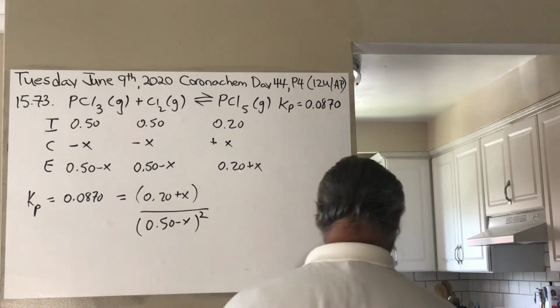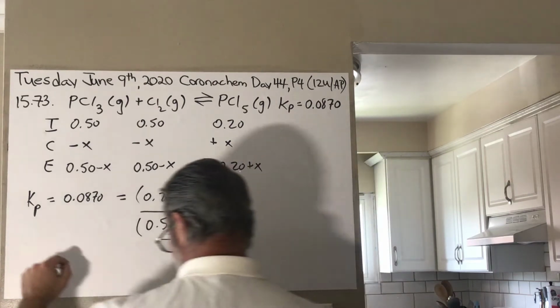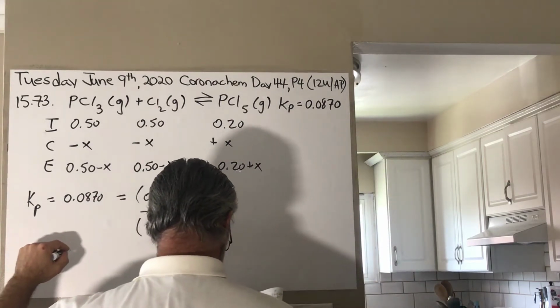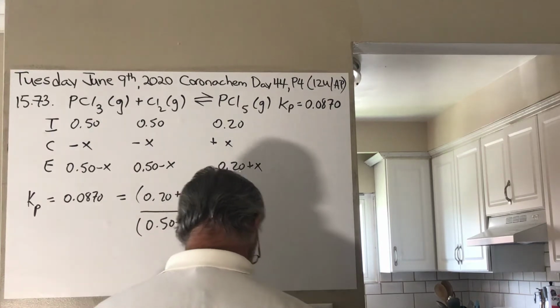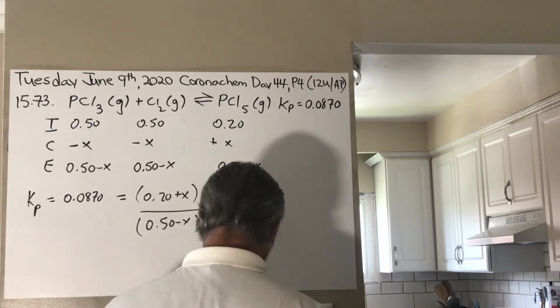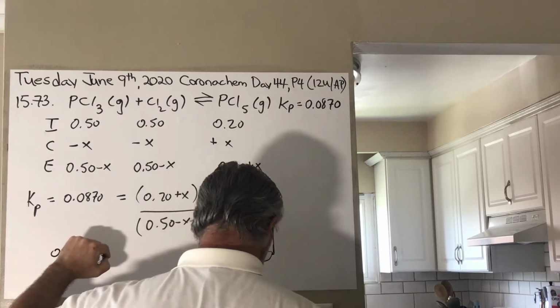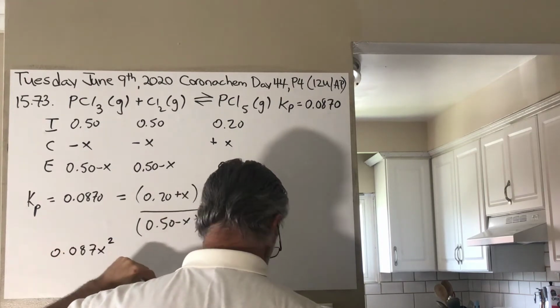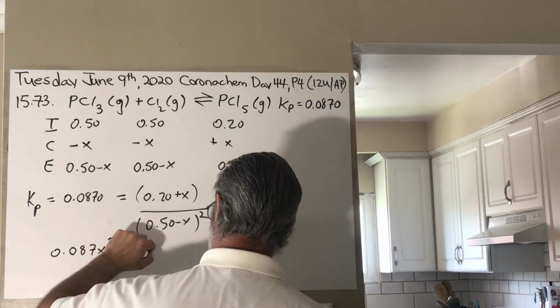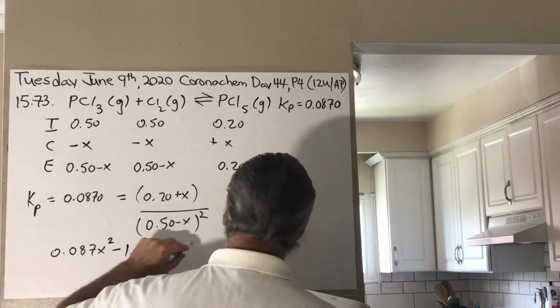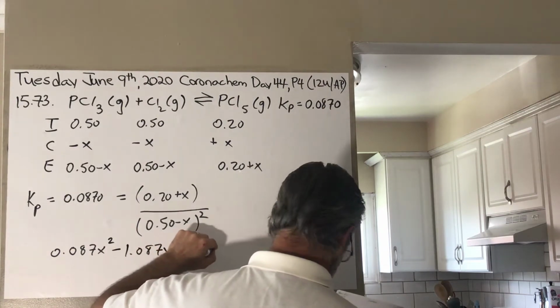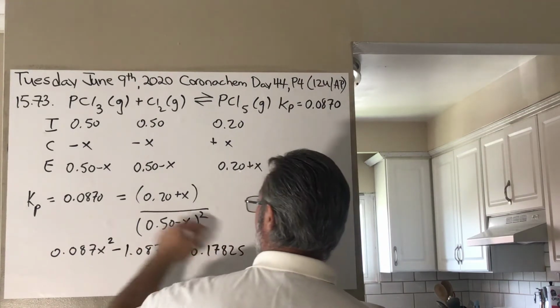When you expand the thing, you get a trinomial, so I'll just jump to the trinomial, otherwise we're going to be using up a lot of space. So it'll be x squared minus 1.087x minus 0.17825. That's the trinomial you get when you expand that expression.